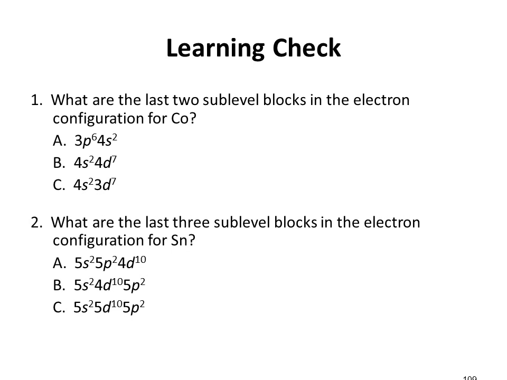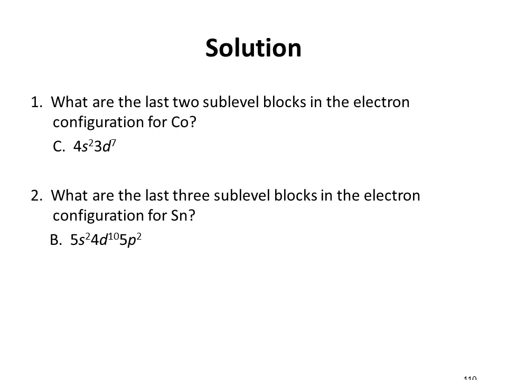Number 2 is, what are the last 3 sublevel blocks in the electron configuration for tin? Sn. Tin is a period 5, group 14, with the 50 atomic number, so 50 electrons and protons. And so that's in the p block, and that is found in period number 5. And so that means we would be in the 5p, and then we would have 4d and 5s. So it would be 5s2, 4d10, and then 5p2. So that would give us choice B. So you can maybe remember that the d's is always one number behind the period number. And those are the answers right there.